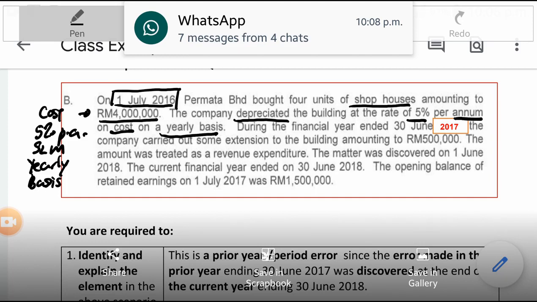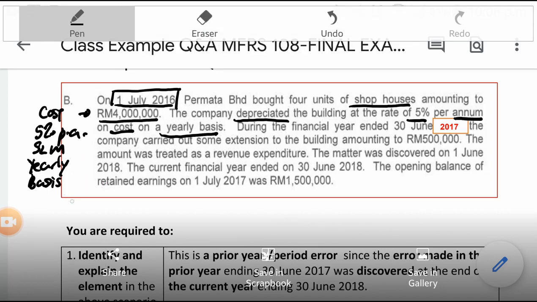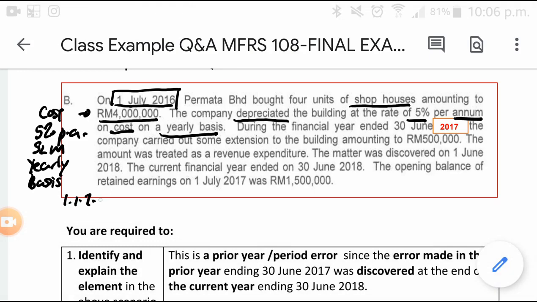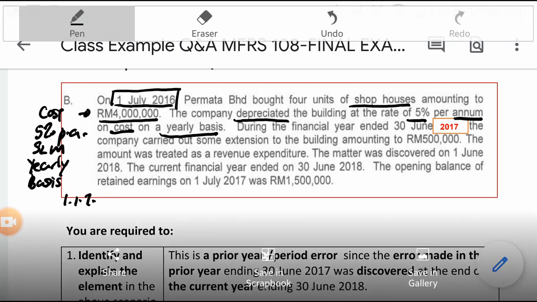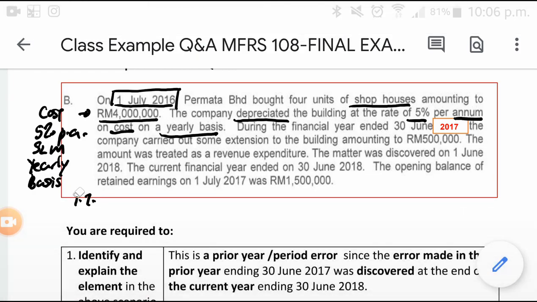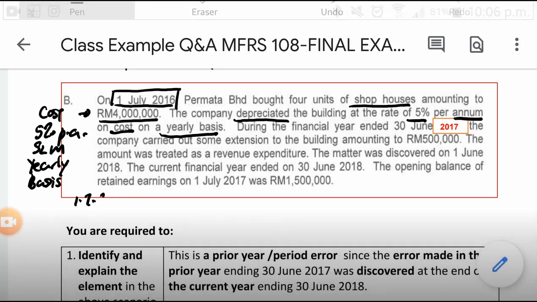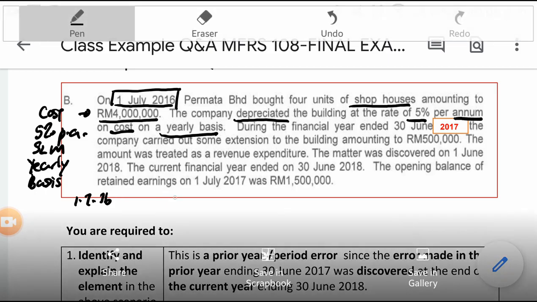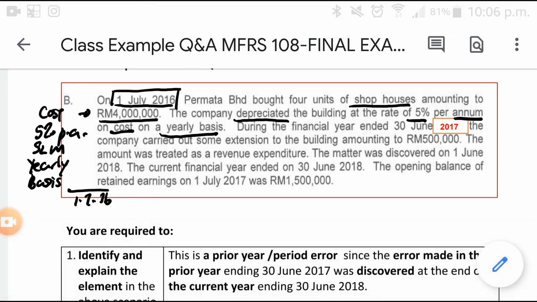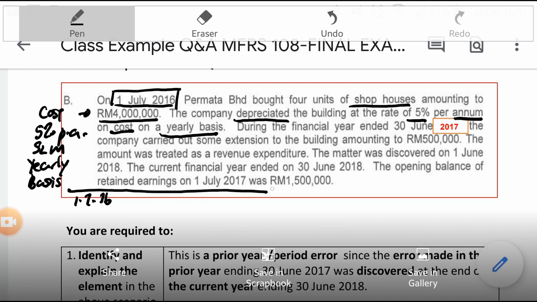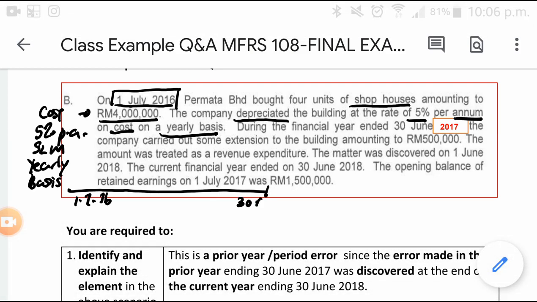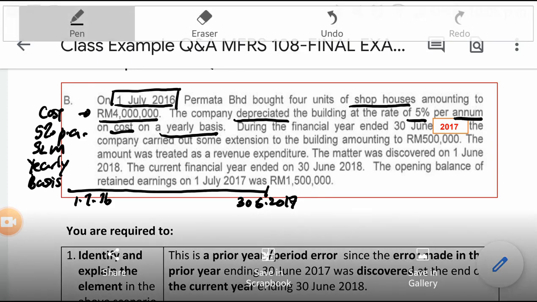Then that was what happened on 1st of July 2016. That is what happened, and you have more information later. During the financial year ended 30th June 2017, the company carried out some extension.